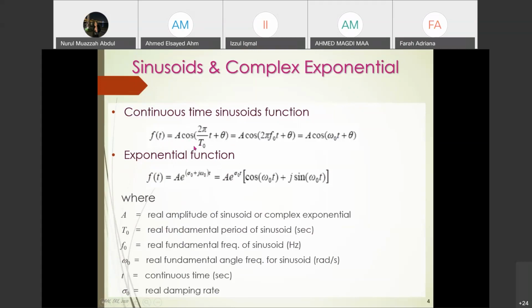So this is the cosine function. This is the basic form. If you look from the right here, the basic form is A cosine omega naught t plus theta. If you want to ask, you can just turn on your microphone. So this is A cosine omega naught t.